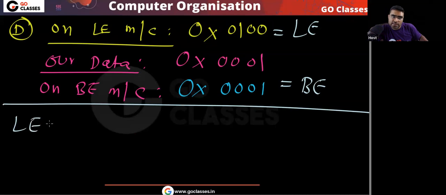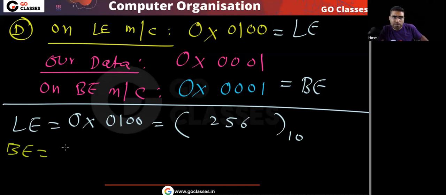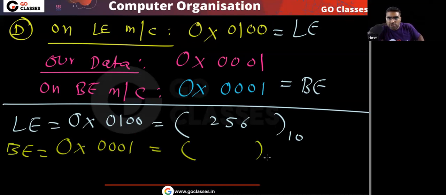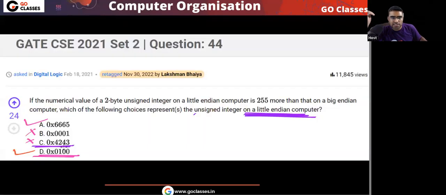So what is LE? LE is 0x0100. If you convert it into decimal, you will get 256. What is BE? BE is 0x0001. If you convert it into decimal, you will get 1. So this equation is satisfied: LE equals 255 plus BE. Yes or no? So this is correct, and the final answer will be AD.